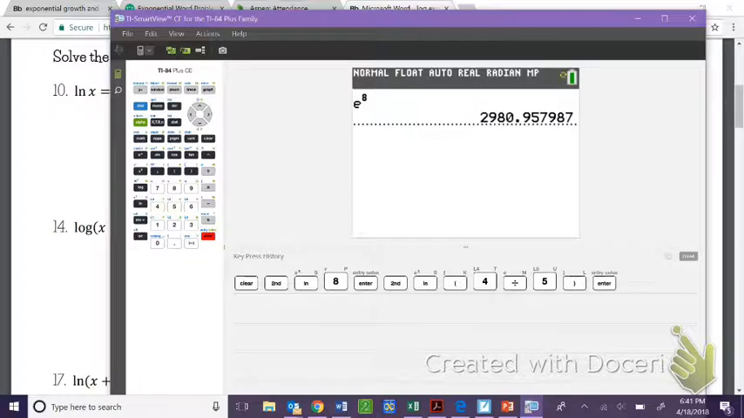Excuse me. Let it catch up. Let my computer catch up. Is it going to do it? Is it going to show you? I don't know, you guys. There we go. E to the 4 fifths is equal to 2.226. All right.